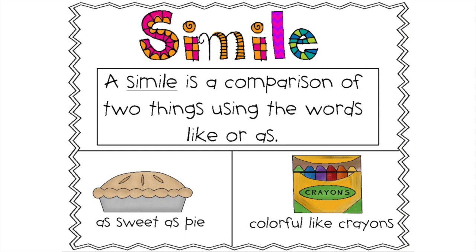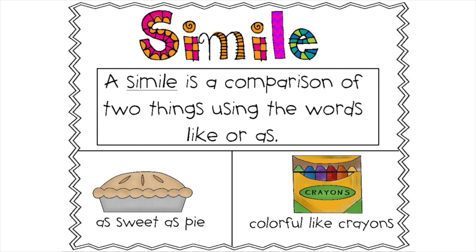So if you're writing a poem with similes, you'll want to know what a simile is, of course. A simile is a comparison of two things using the words like or as. An example would be as sweet as pie. So you'd be describing something and you'd say as sweet as pie. And you can also use the word like. So you might describe something by saying colorful like crayons.